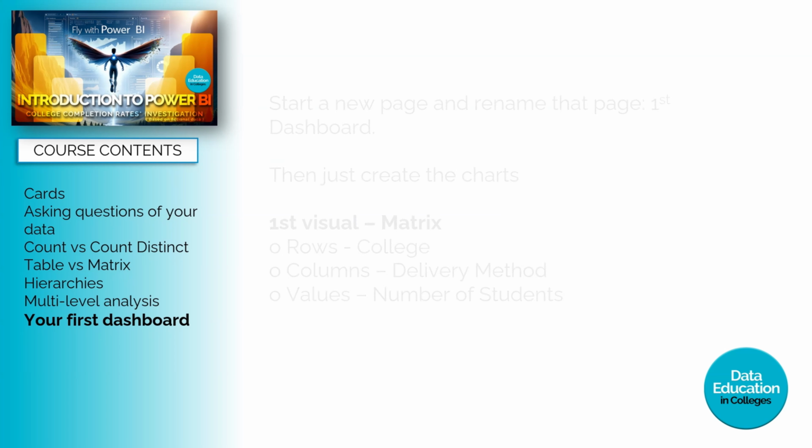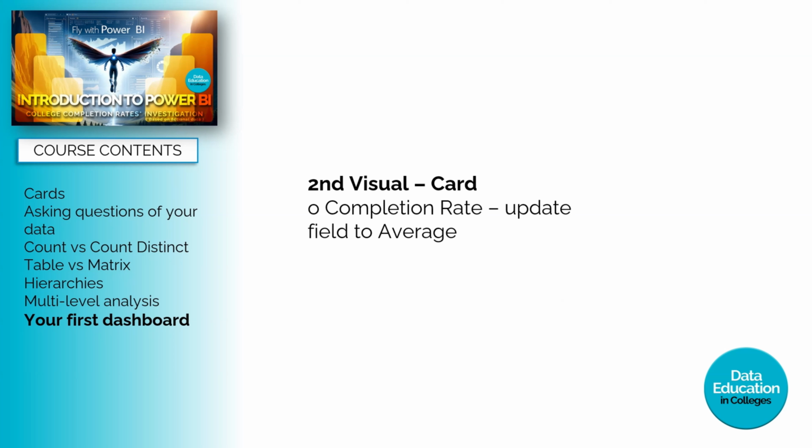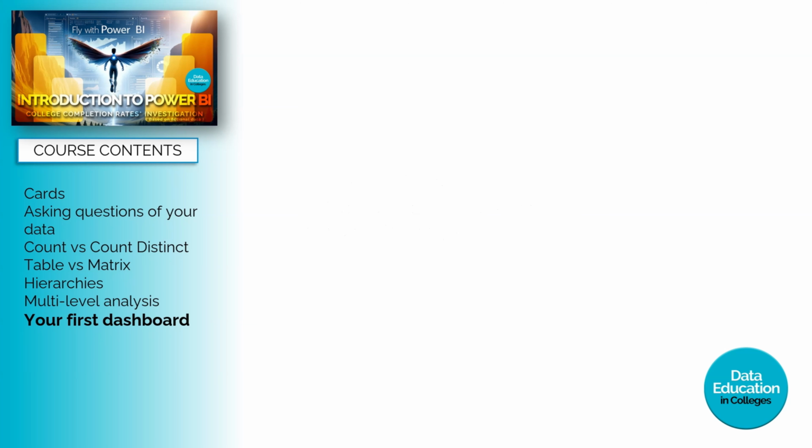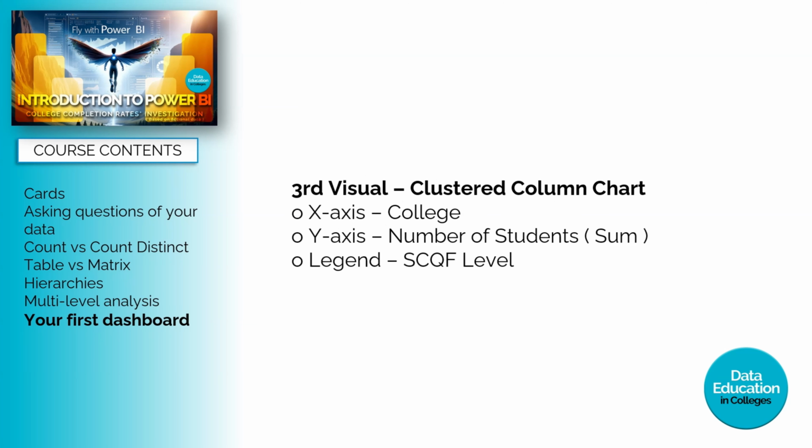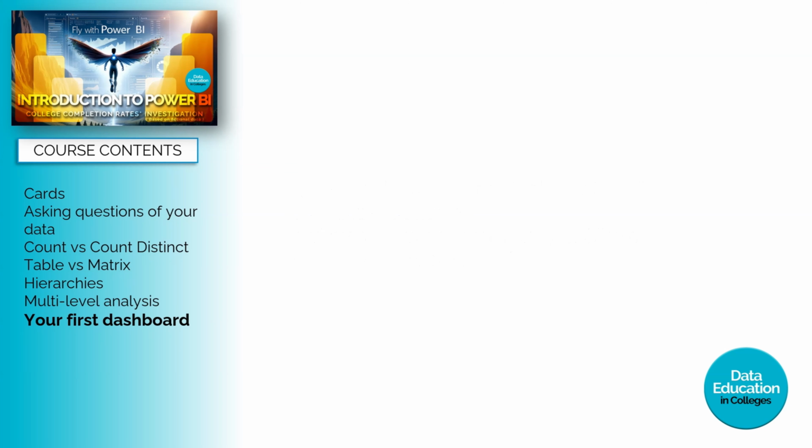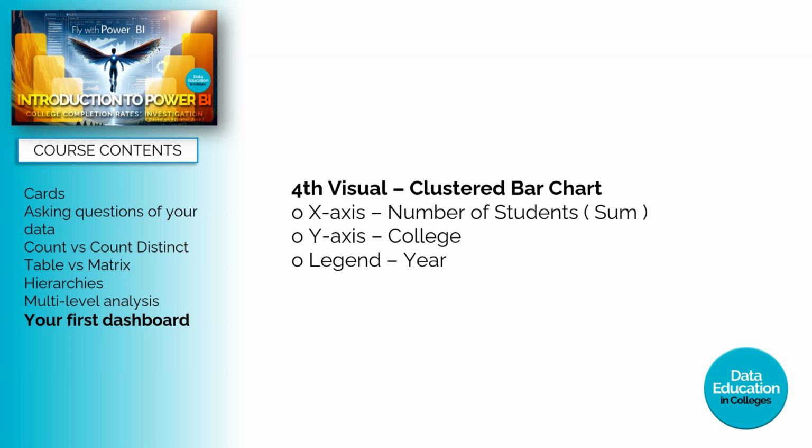And the second visual, just a card, just a simple one, completion rate, and update the field to average. Click off so it's not selected. Third one, clustered column chart. X-axis college, Y-axis number of students, leave as sum, legend, SCQF level. Click off so it's not active. And your fourth visual, clustered bar chart, beg your pardon. X-axis number of students, Y-axis college, legend, year.